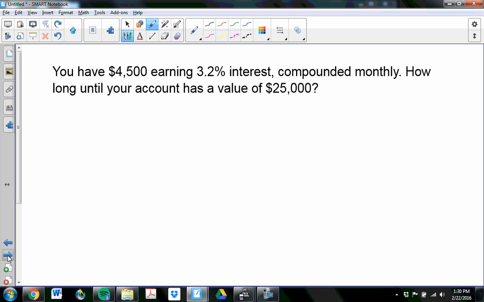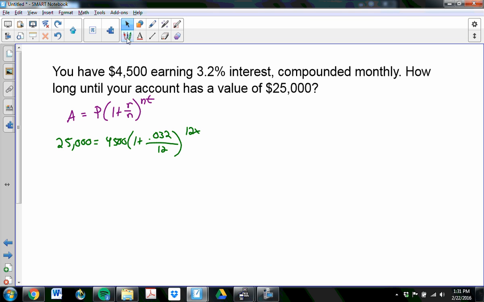You have $45,000 earning 3.2% interest compounded monthly. How long until your account has a value of $25,000? Well, we're using this formula. Sometimes the y is an A for amount. P is your principal, your starting amount, but A or y is your final amount. We are trying to figure out how long it takes us to get to 25,000. We're starting with 4,500. We're earning 3.2% compounded monthly, and the question is, how long will it take? 12x or 12t. T stands for time, x and t can be the same.